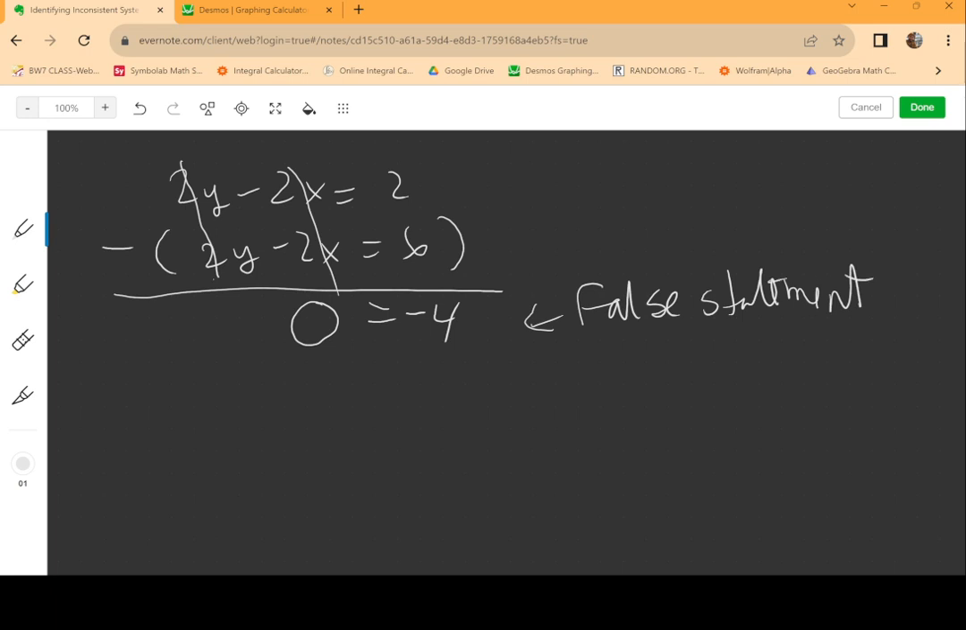Right, now when that happens, I can always take a step back and think, well, maybe I made a mistake. It's kind of odd that this happened, so I'll just double check. And I noticed that, no, everything looks good. So my conclusion is that what I have here is an inconsistent system. So what this statement is telling me is that the system is inconsistent.